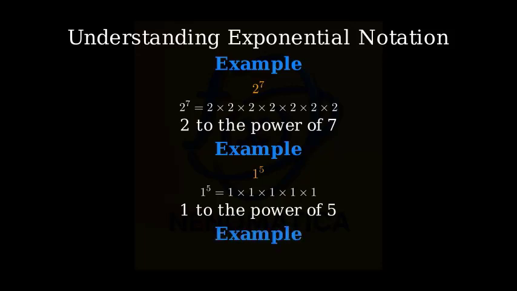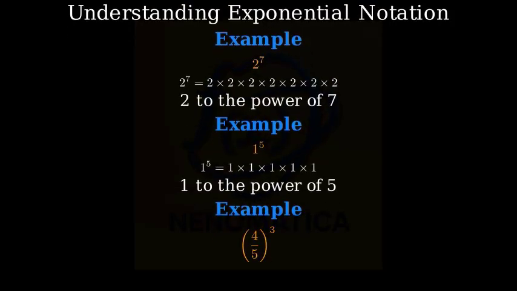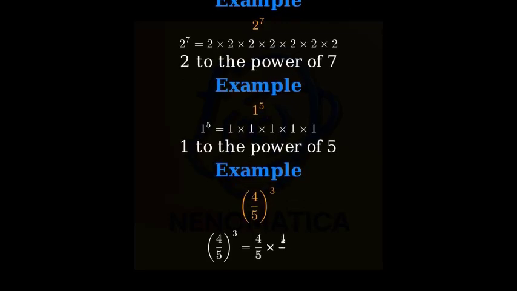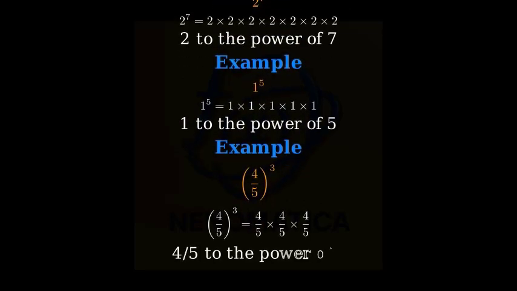Our third example is more complex. We have the fraction 4/5 raised to the power of 3. This means we multiply the fraction 4/5 by itself 3 times. We read this as 4/5 to the power of 3, or 4/5 cubed.